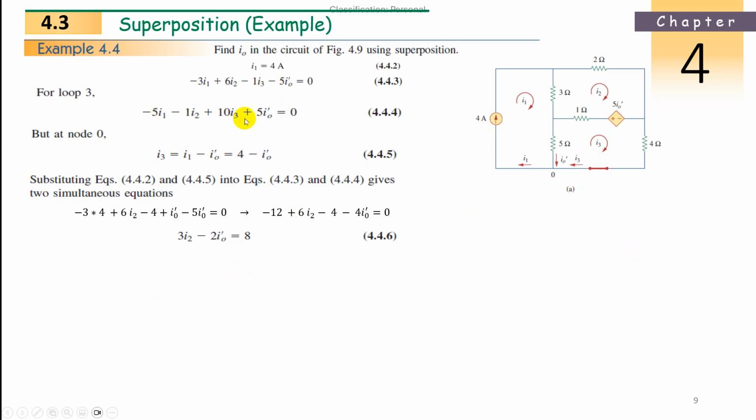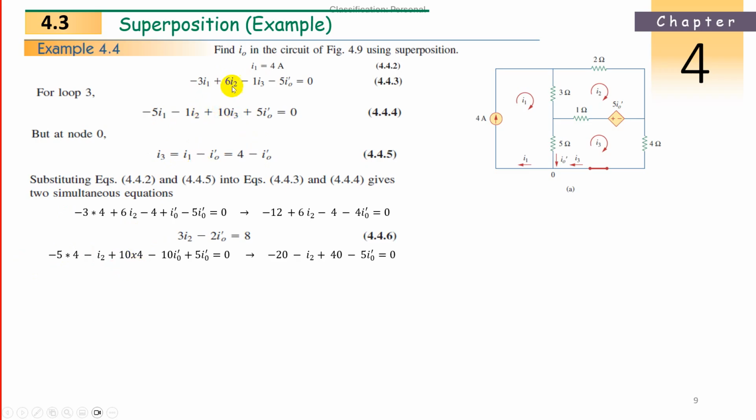So now consider this equation. Multiply 5I1. What is I1? 4 amperes. So minus 5 into 4, minus I2. Then I3. What is I3? 4 minus I0 dash.